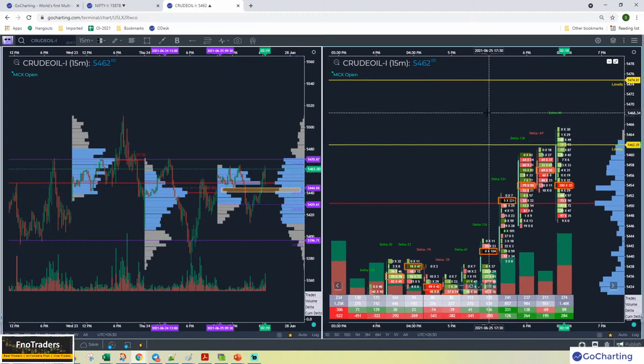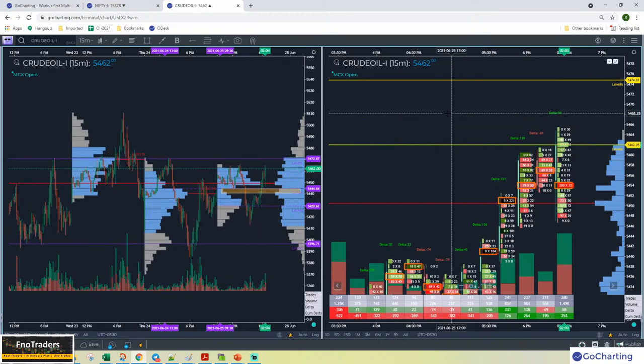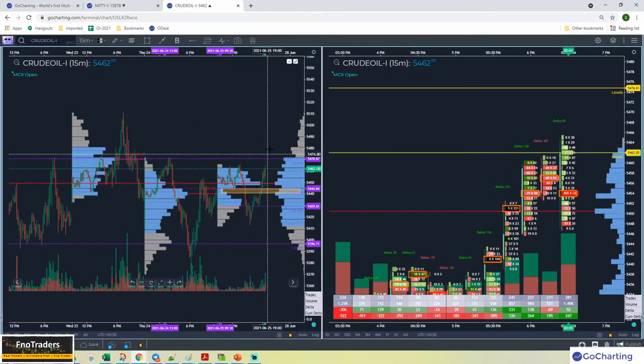What else? Any questions that we have? Guys, good trade, this one. Now you have to see whether you take this out or this level we absorb and rotate. That's the thing that you would want to observe here.